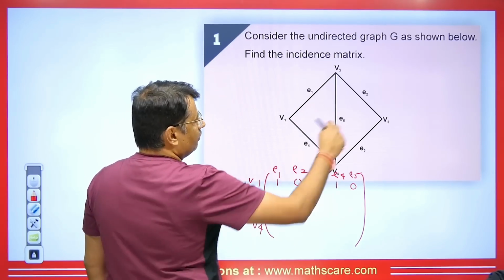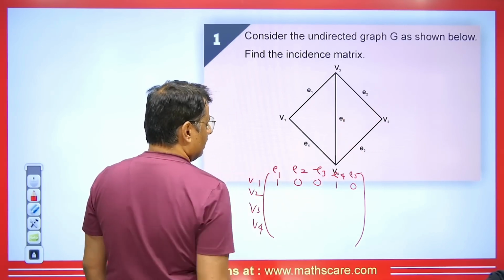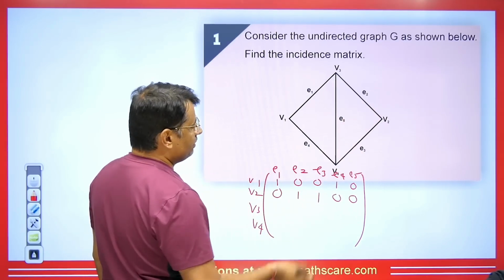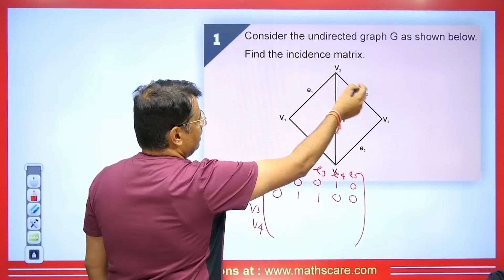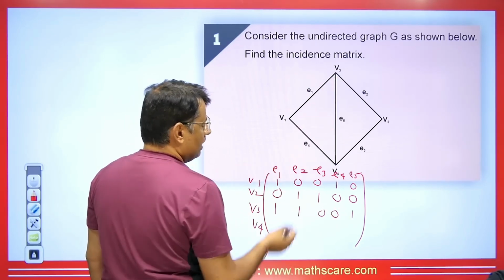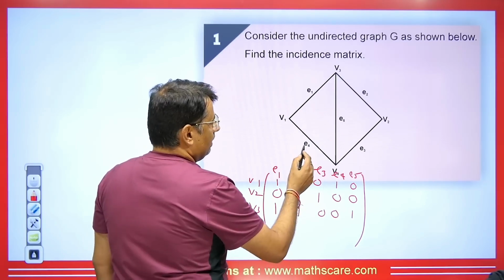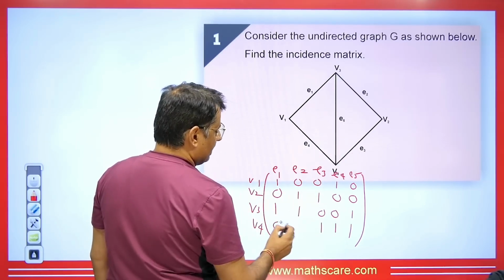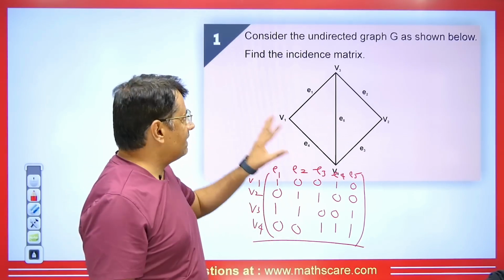If we talk about V2, then we have E2 and E3 on V2. We'll write 1 under E2, E3, rest of the elements will be 0. If we talk about V3, then we have E1, E2 and E5. We'll write 1 under them and rest of the elements will be 0. If we talk about V4, then we have E3, E4 and E5. We'll write 1 under them and rest of the elements will be 0. Now, we have its incidence matrix.